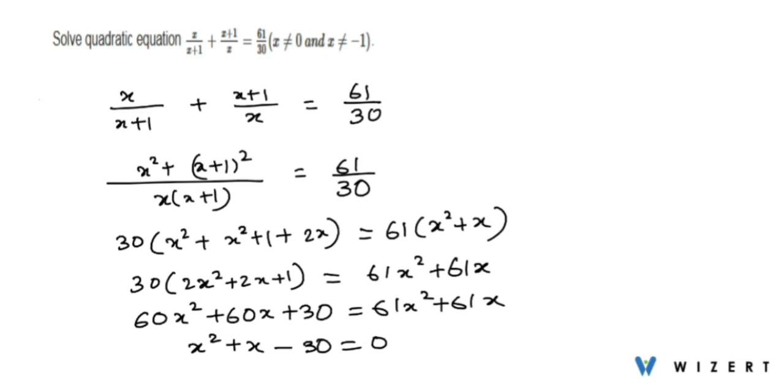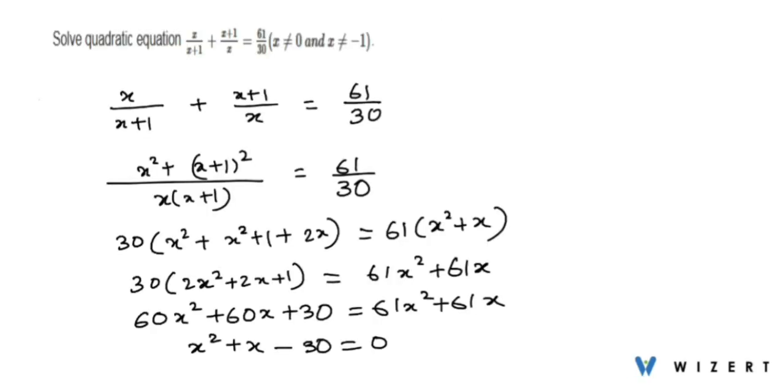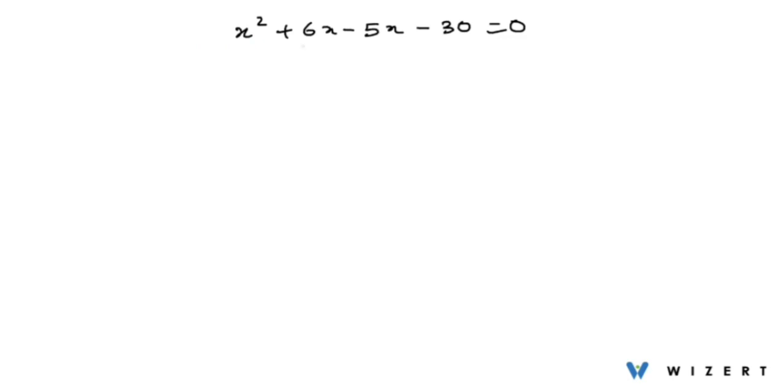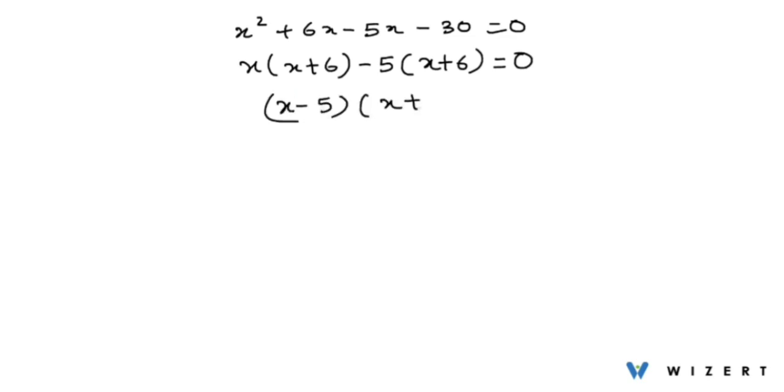Let us solve this quadratic equation by splitting the middle term. So x square plus 6x minus 5x minus 30. We can write this equation like this by splitting the middle term x as 6x minus 5x. Now let us take x common. So the remaining terms are this. Now we can see x minus 5 and x plus 6 are the factors of this quadratic equation.